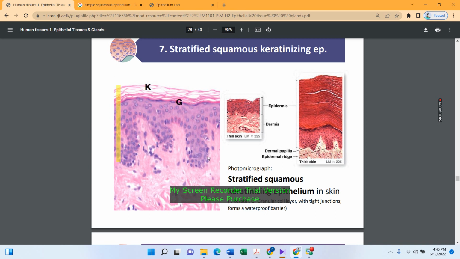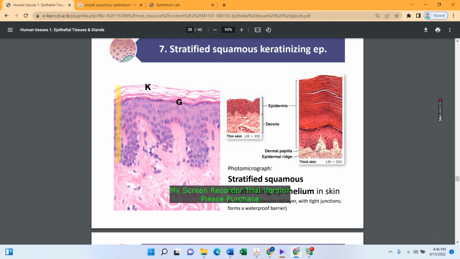As you can see, stratified squamous keratinizing epithelium in skin. There you find the keratinized layer, which does not have a nucleus, and below that you find the granular cell layer with tight junctions. That means the squamous cells form a waterproof barrier. So the granular cell layer forms a waterproof barrier with tight junctions. Below that you find the cuboidal cells at the basal membrane, right?